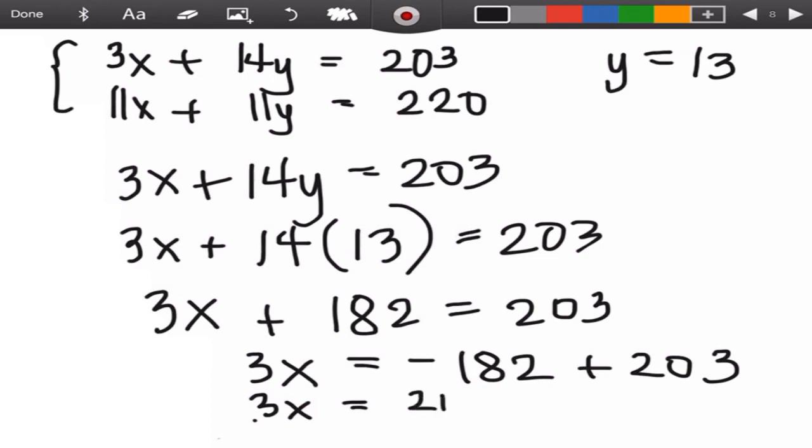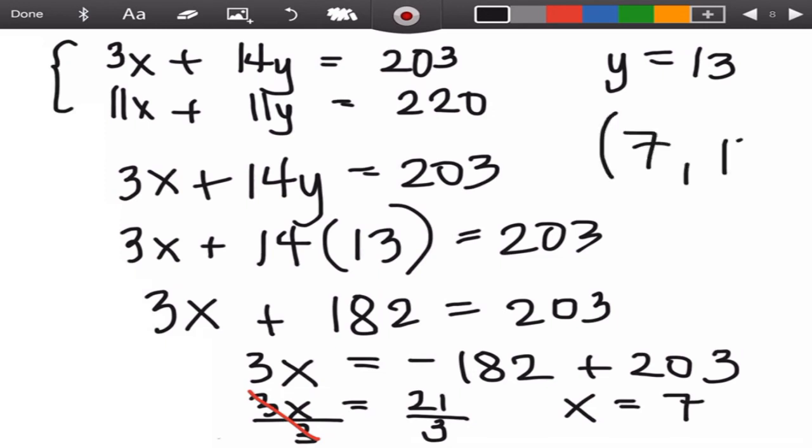To get the value of x, we need to divide both sides by 3. So 3 divided by 3 will become 1. So cancel. So we have x equals 21 divided by 3, that is 7. So the value of x is 7. So the solution of this system is 7 and 13.